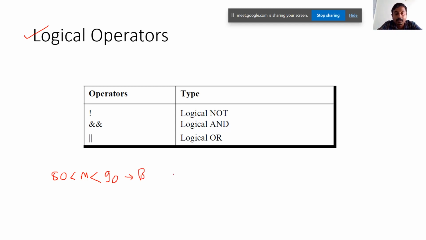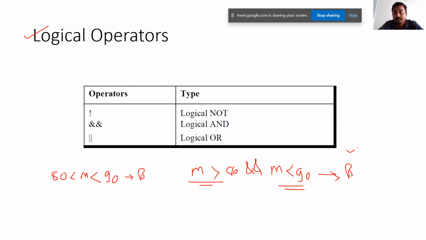Okay, so what will be our condition? So if M greater than 80, and there will be and symbol, and if M is below 90, then he will get a B grade. So this is one condition, this is another condition. If both satisfied, then we have to give grade B, right?